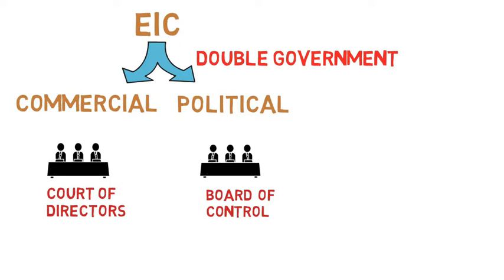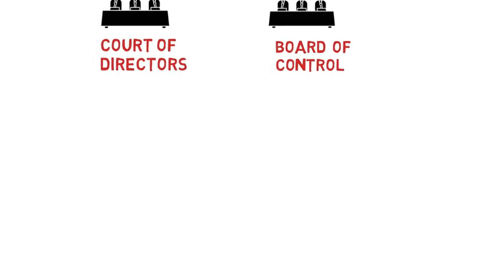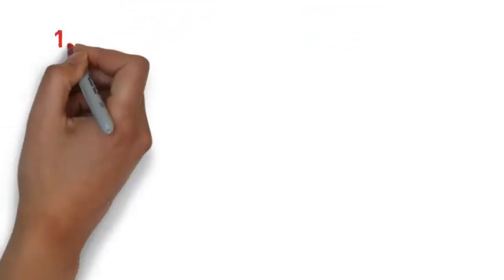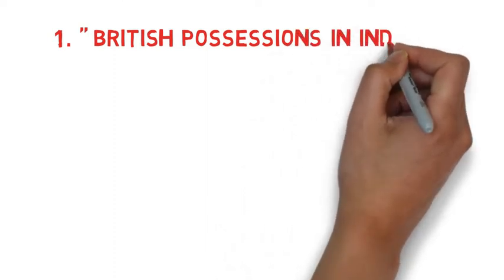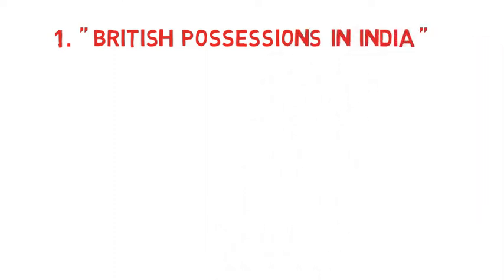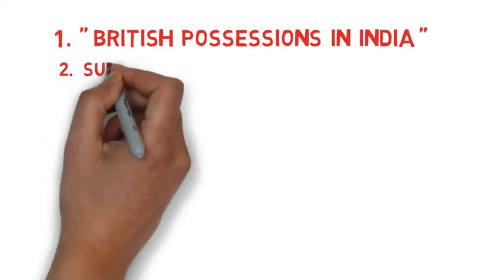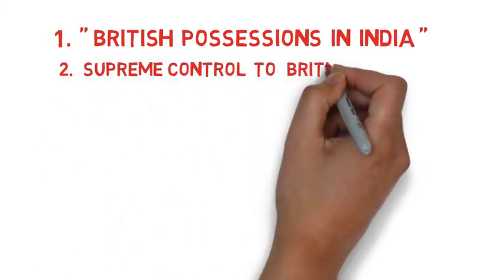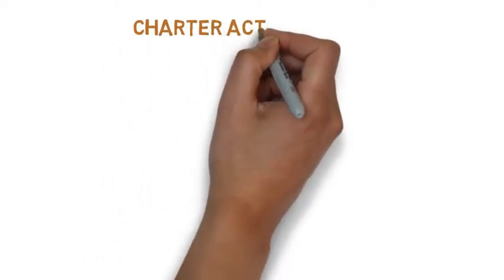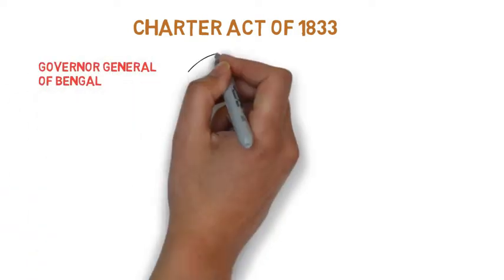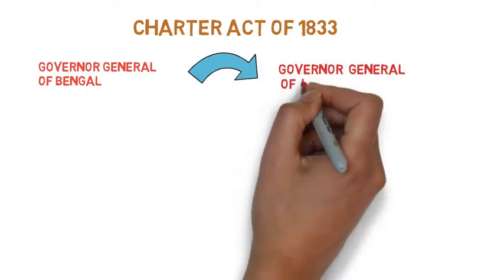This act was also significant for two other reasons. The company's territories in India were for the first time called the British possessions in India. The British government was given supreme control over the company's affairs and its administration in India. The centralizing tendency continued till the Charter Act of 1833. It made the Governor General of Bengal the Governor General of India.